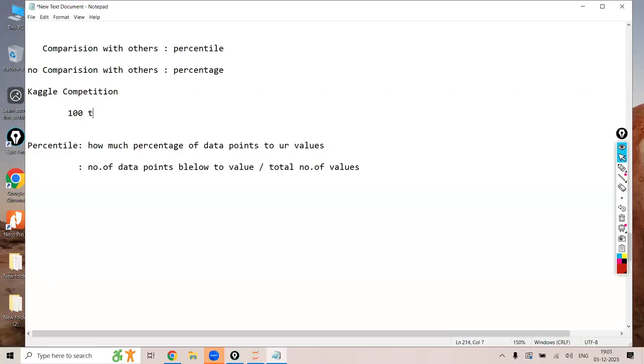100 rank. Is it a good rank or a bad rank, miss? Tell me, good rank or bad rank? Out of, that is important. Out of 15,000 students, he has got the 100 rank, miss? Good rank. Out of 100, miss? Bad rank.